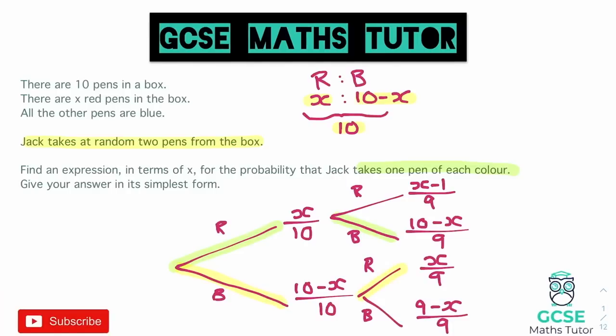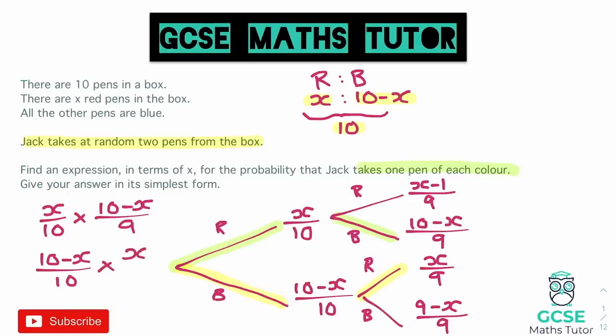So going up the red and then the blue, we have got x over 10, and we need to times that by the 10 minus x over 9. For the other route, for blue and then red, we've got 10 minus x over 10, and we need to times that by x over 9. So these are the two little fractions that we need to work out. So let's get rid of this tree and we're going to figure both of these out. So let's get rid of all of that. There we go.